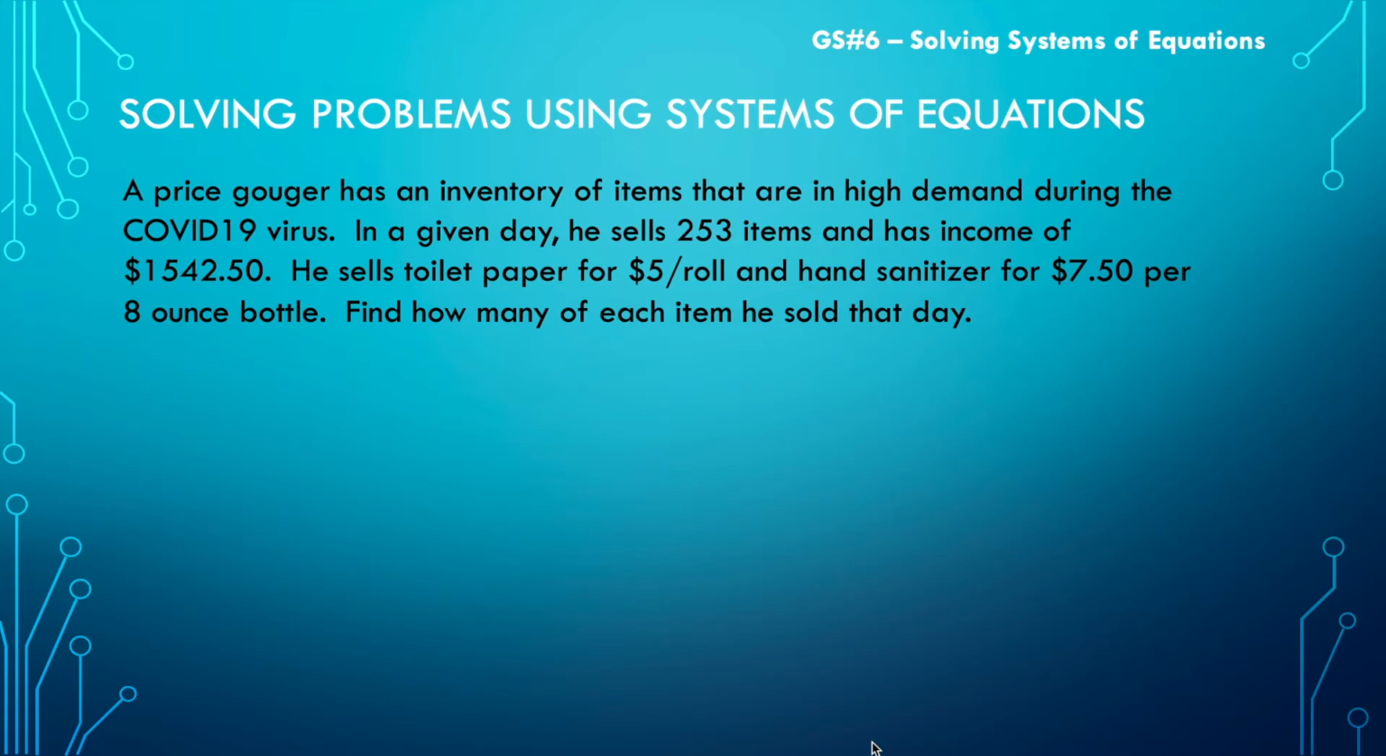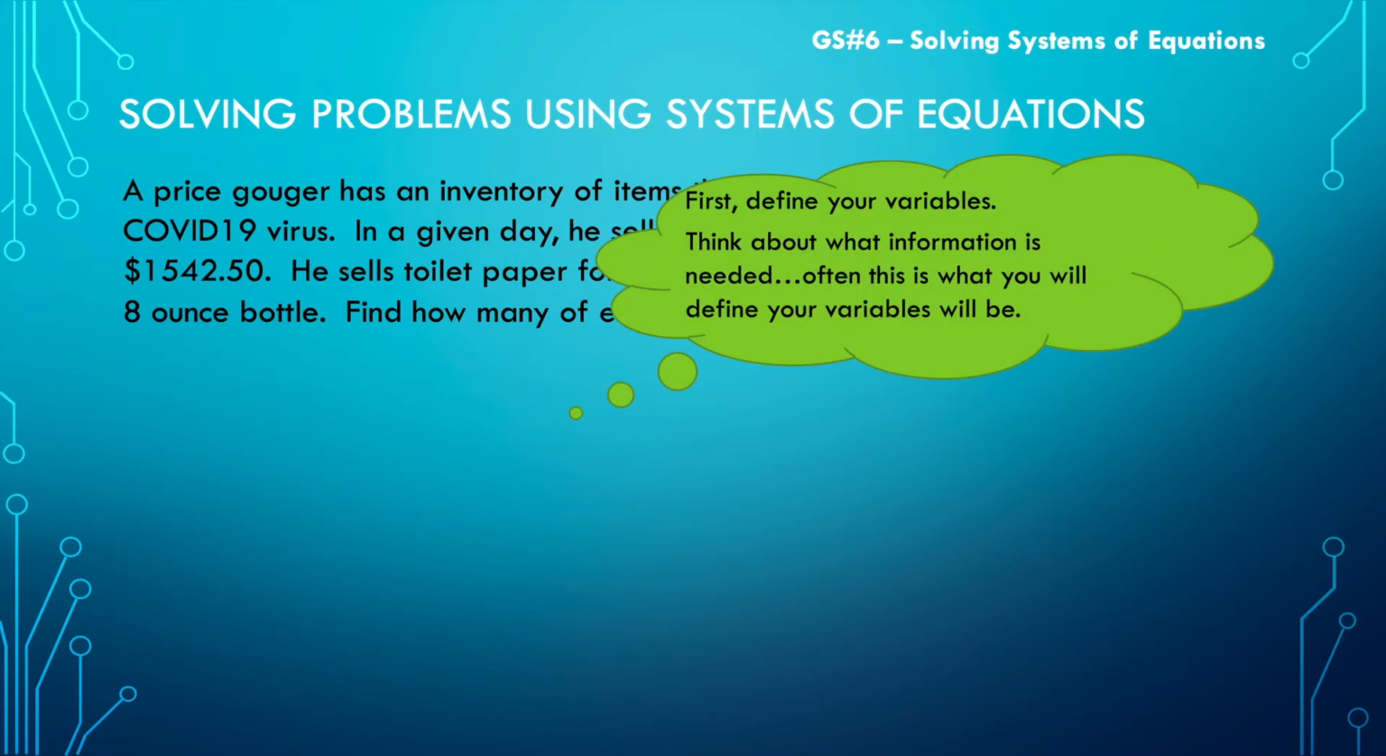Okay, so as we are looking at this, we are interested in what is the question being asked. Okay, so this is the question, right? How many of each item did he sell in that day? So how many rolls of toilet paper and how many bottles of hand sanitizer? Okay, so we're going to use that to define our variables. We're going to think about what information is needed. Almost always, this is going to be what you're going to define your variables to be.